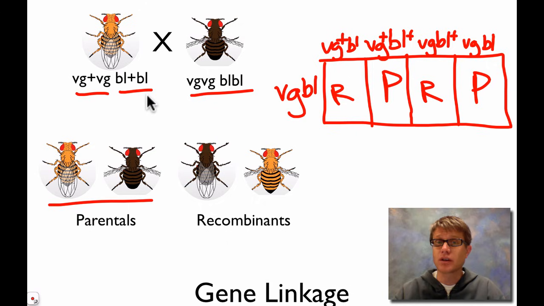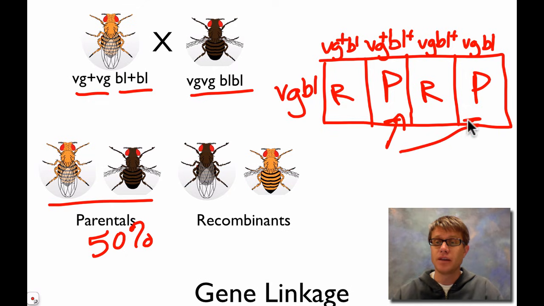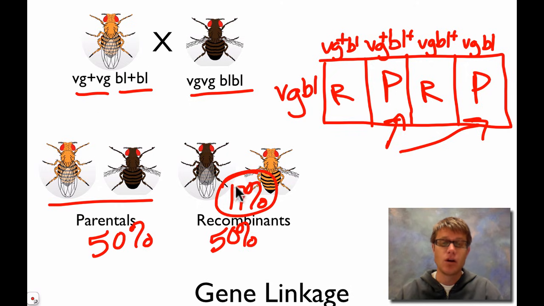So Thomas Hunt Morgan's crossing these fruit flies, and Mendel says that he should get 50% parental, these two, and then 50% recombinants. He knew his genetics, and he knew he should get 50% of each, but he didn't. Time after time, he just kept getting 17% of the recombinants over and over again. He couldn't figure that out. Why is it 83% of these and then 17% of these over and over again?